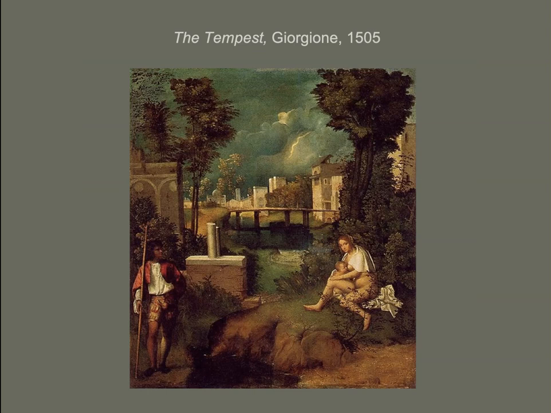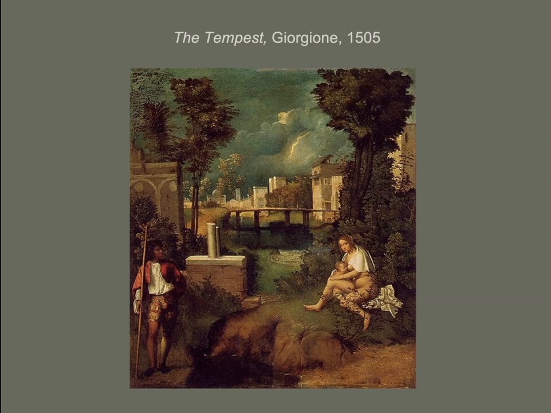This is the Tempest by Giorgione from 1505. We don't really know the iconography or the symbolism within this painting, but what's important is the composition and the landscape. So the figures here are kind of pushed off to the sides. You can see the two figures here kind of in a triangle, but pushed off to the sides. And what we're really focusing on, and in fact, the name of the painting is The Tempest, so we're really focusing on this storm that's going on in the background and that beautiful landscape that he's created.